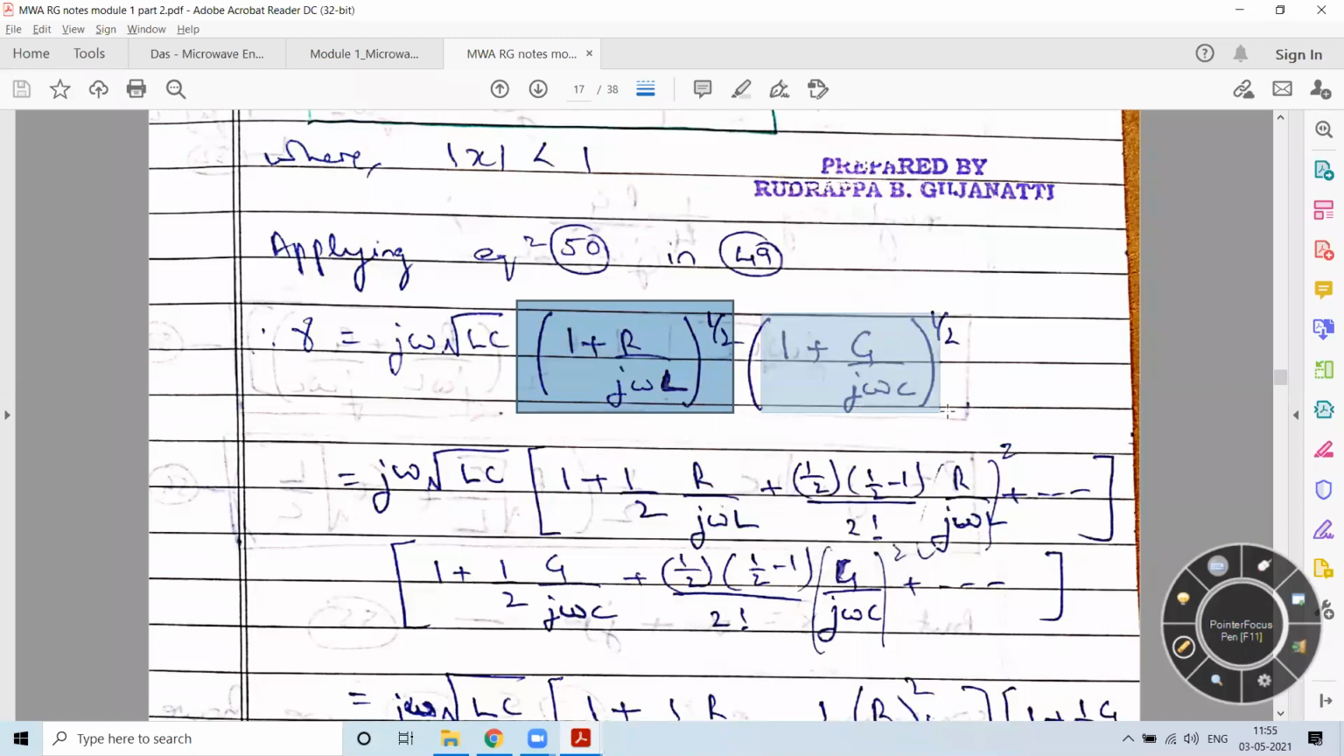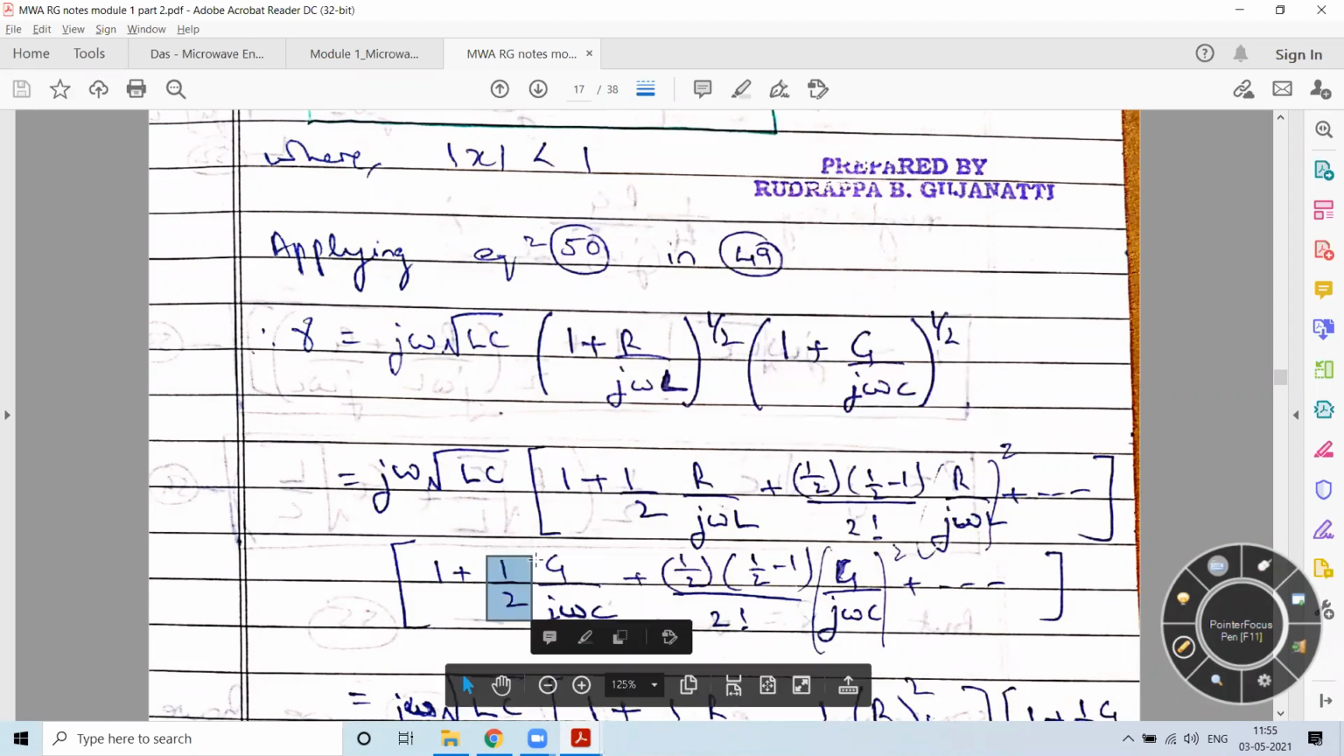Similarly, if I apply the binomial expansion for the other case, what I'll be having is 1 plus n, which is equal to half into x, which is equal to g divided by j omega C, plus half into half minus 1, that is n into n minus 1 divided by 2 factorial into x raised to square, which is (g by j omega C) square, plus so on. So this is for the second parameter we are considering over here. So this is the binomial expansion.